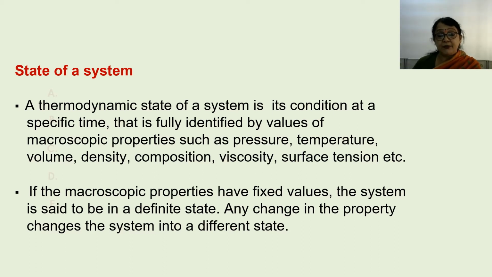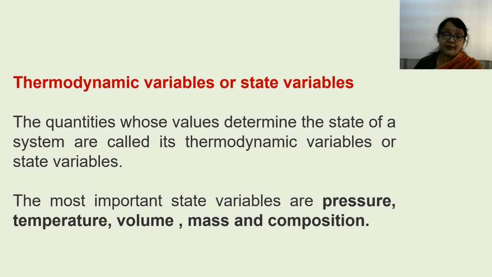If the macroscopic properties have fixed values, the system is said to be in a definite state. Any change in property changes the system into a different state. The parameters which determine the state, the properties of state, are known as thermodynamic variables or state variables. The quantities whose values determine the state of a system are called its thermodynamic variables. The most important state variables are pressure, temperature, volume, mass, and composition.